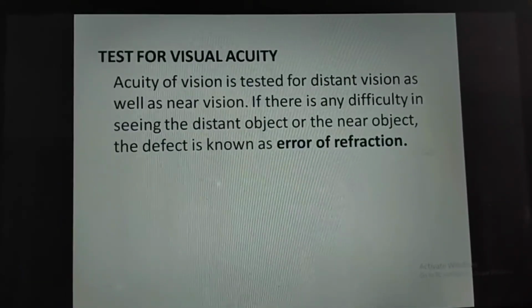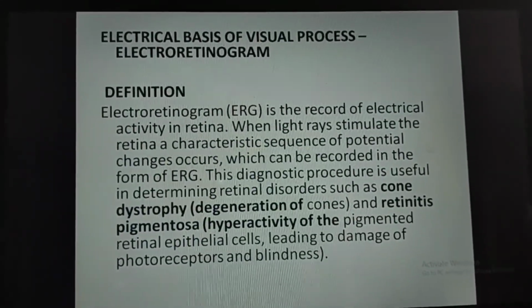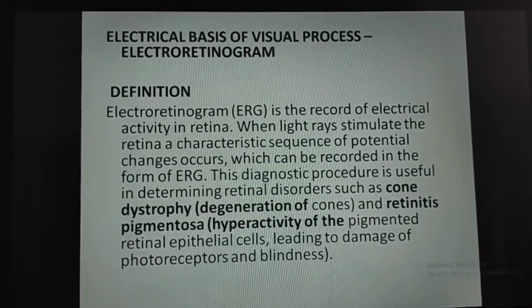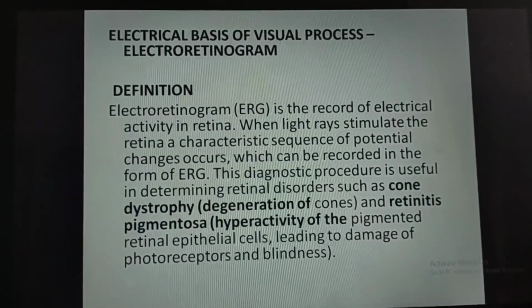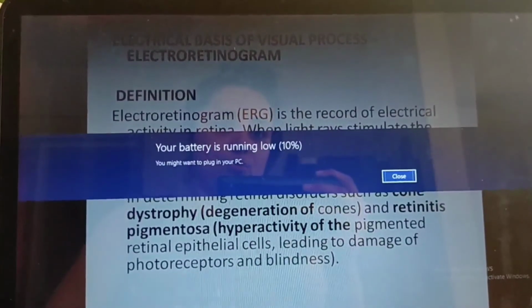So this was all about the visual process. It is important before we go for the visual pathway, how we acquire the vision. So this was all about it.